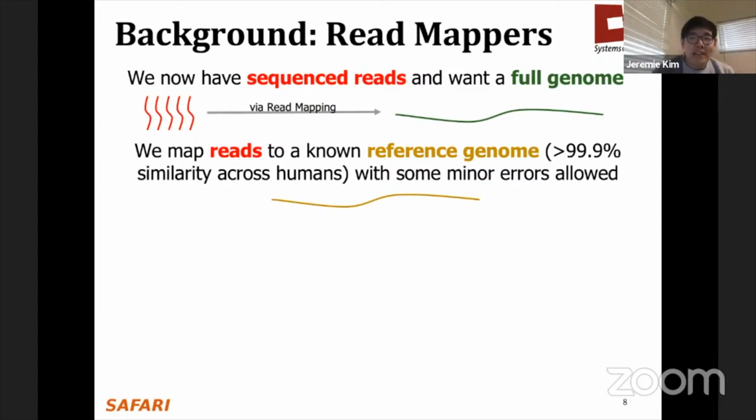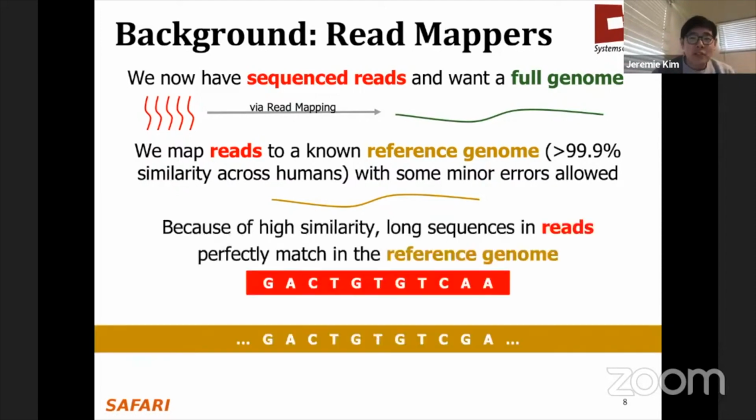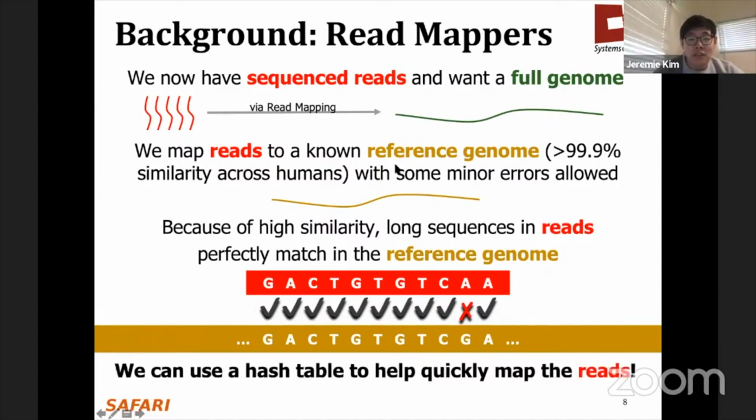And the differences between my genome and the reference genome or someone else's genome is what makes each of us unique. So because the reference genome exhibits high similarity, long sequences in reads match to the reference genome perfectly. So here we have 9 sequential nucleotides in this read, this red strand read here of size 11, that match perfectly to the reference genome. So we can use hash tables to quickly help map the reads. And I'll talk about how we do that next.